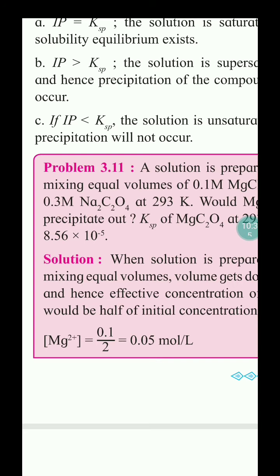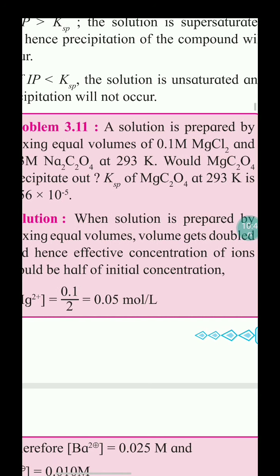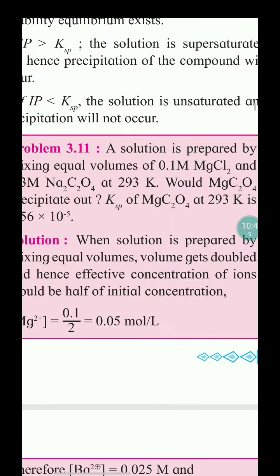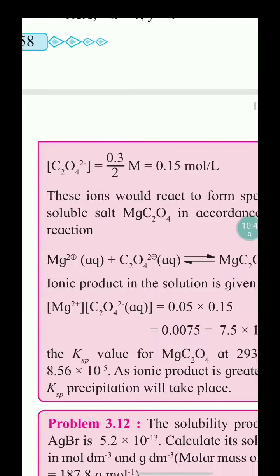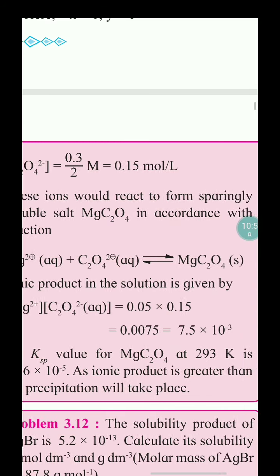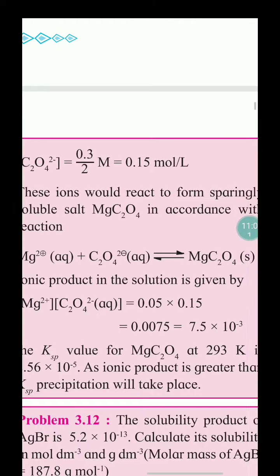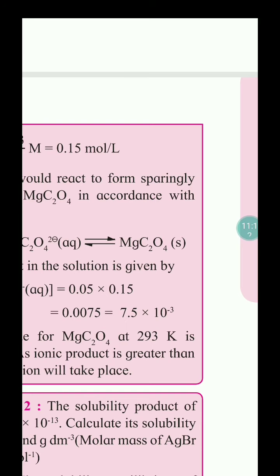First of all, the concentration of Mg 2+ can be calculated, that is 0.1 divided by 2. Then the concentration of oxalate ion is 0.3 divided by 2, that is 0.15. Okay, now these ions will react to form a sparingly soluble salt. So Mg 2+ plus C2O4 2- gives you MgC2O4.